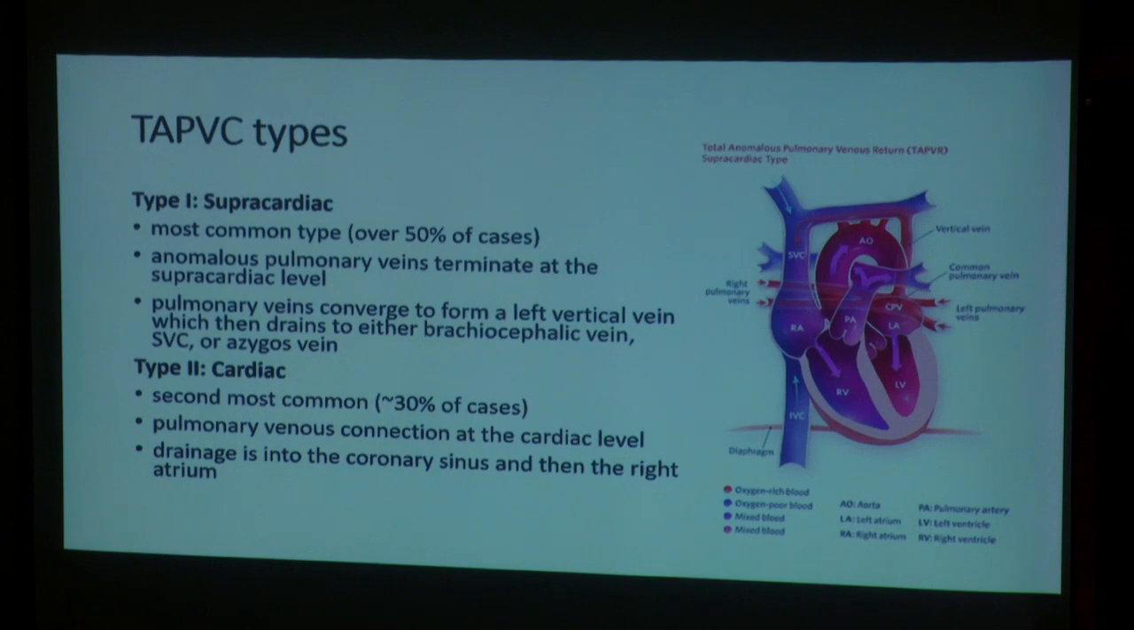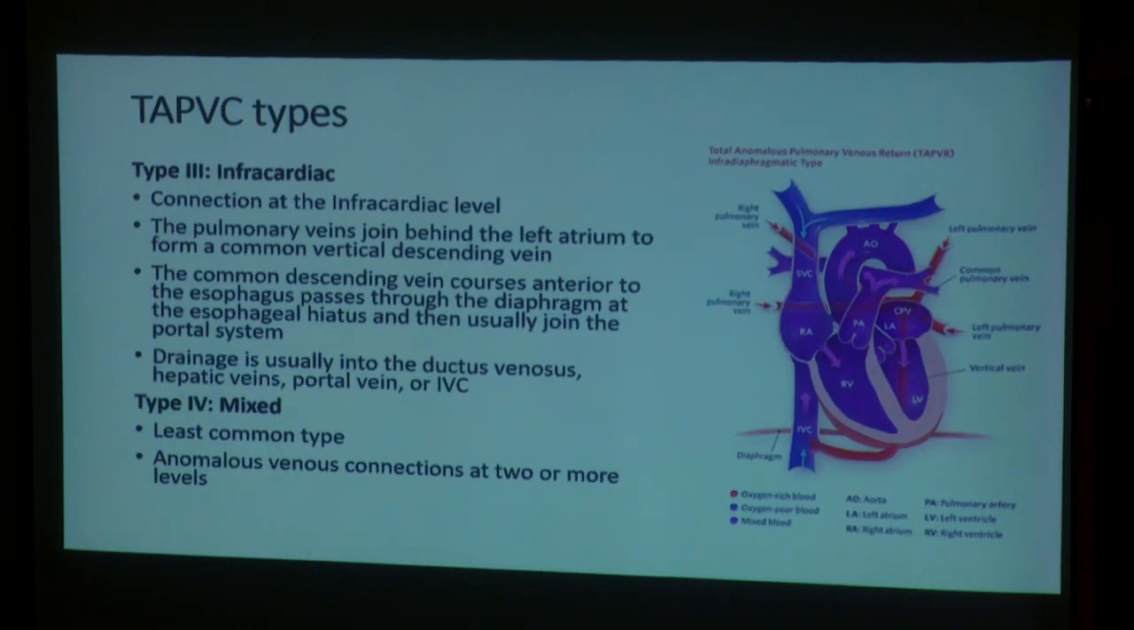Okay, as you already said, supracardiac is the most common type. It constitutes around 50% of the cases. Next is the cardiac type, where the pulmonary veins connect to the coronary sinus. Infracardiac would be where the pulmonary veins join behind the left atrium to form a common descending vertical vein, which joins the IVC. Okay, in supracardiac it joins the brachiocephalic vein and SVC. Here it goes beneath the diaphragm and joins the IVC.